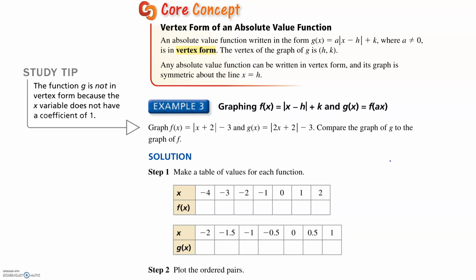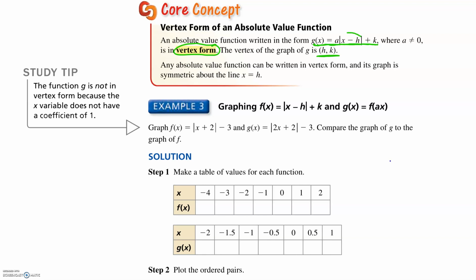All right, we're coming back to the same form for the absolute value function that we started with in our starter. g of x equals a times the absolute value of x minus h, plus k. That's called the vertex form of the absolute value, because we can read the vertex right from the equation. The vertex is (h, k).